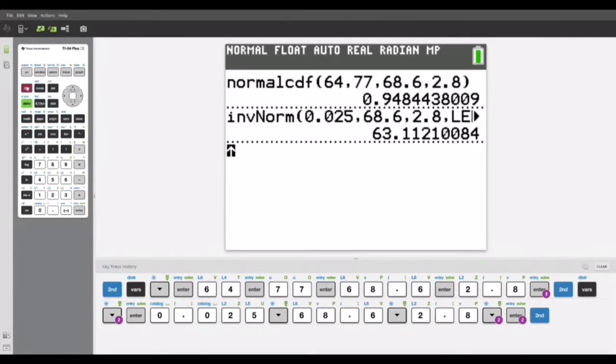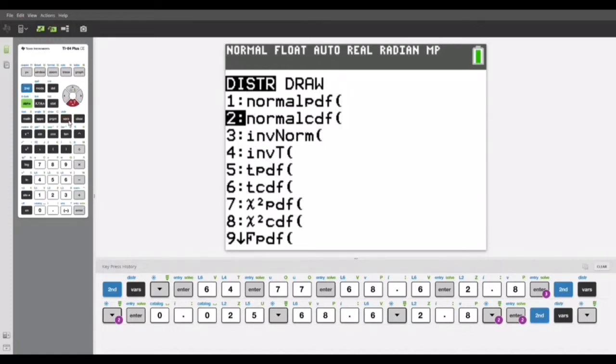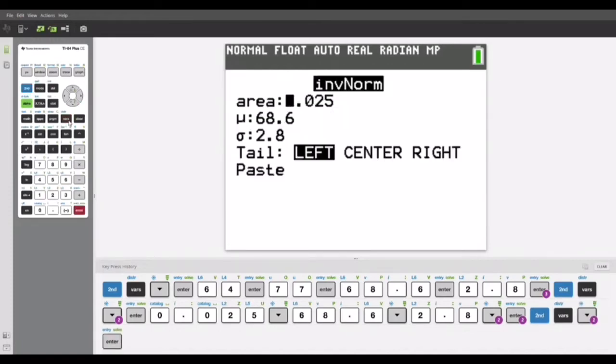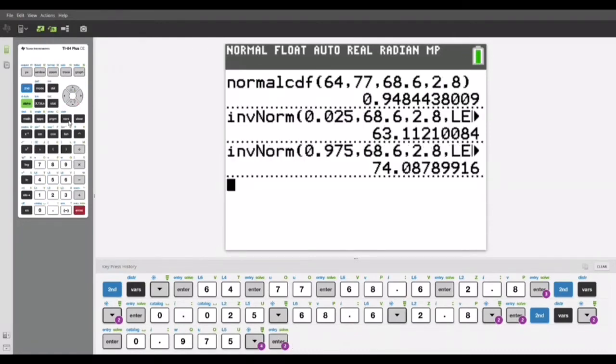For the tallest man cutoff, we're going to go to second vars, inverse norm again, and the only thing that's going to change is the area to the left of this value is going to be 0.975, and again paste, select enter. And this is the height for the tallest man. Also notice that the step at the very top on the calculator screen is for part A if you are stuck on that one.